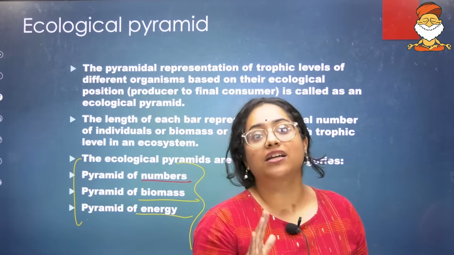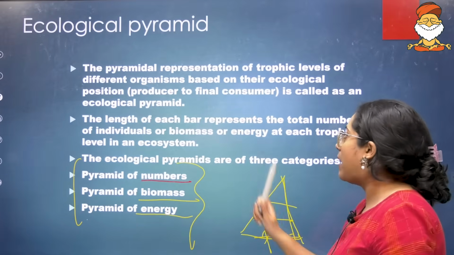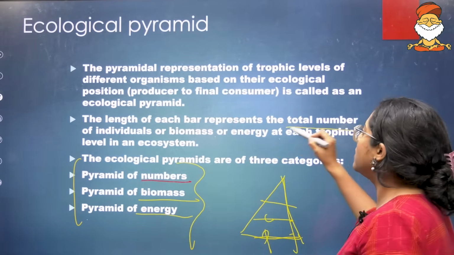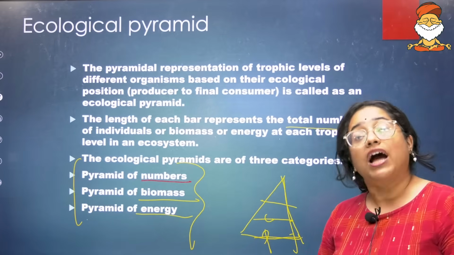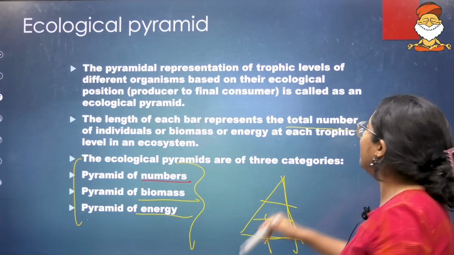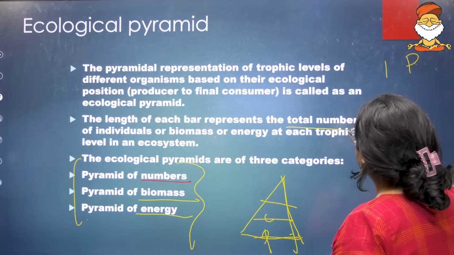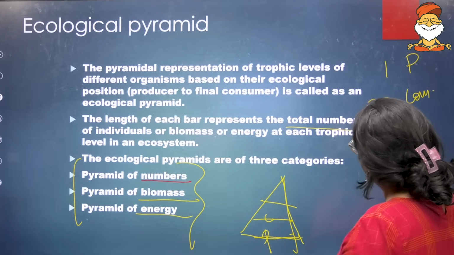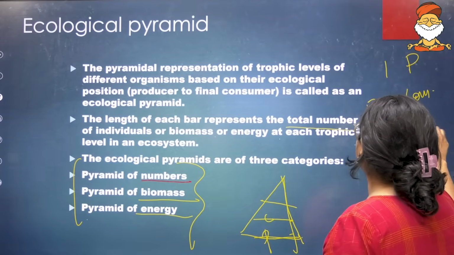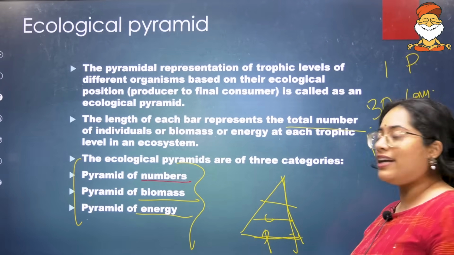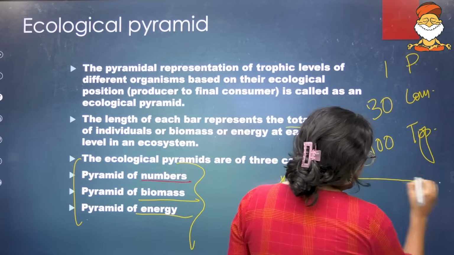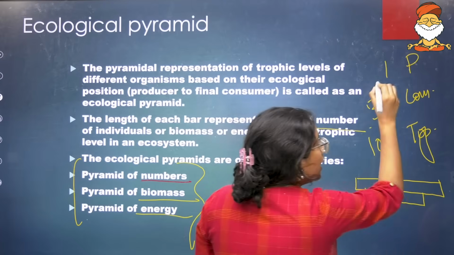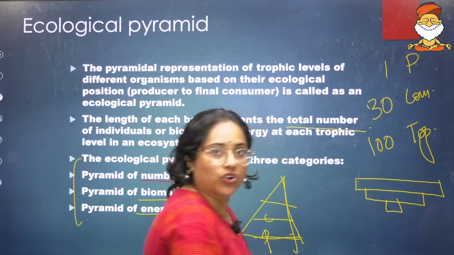So understand, this is just a representation. The length of each bar represents the total number of individuals or biomass or energy at each trophic level, which means that if I am telling you in a certain ecosystem there is one producer, 30 consumers and 100 top consumers. This will never be the case, but what will your pyramid look like? Top consumers come at the top level and it is having a much larger number. Smaller consumers are 30 and producers 1. This is what it will look like. Understand?